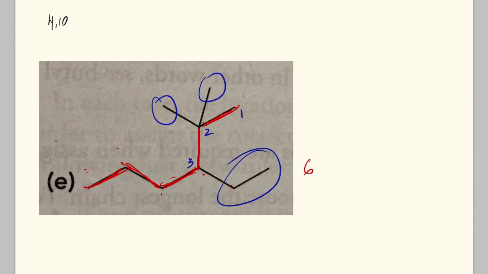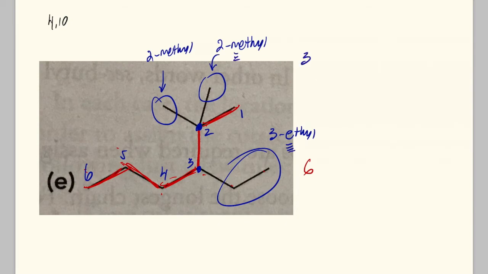Now when you count this, you want to count beginning from this end to place the substituents at a lower numbering. So we've got a 2-methyl. The 2 refers to the carbon number. And we've got an ethyl group at carbon 3. So when we alphabetize this, E comes before M. So we want to start this off by writing 3-ethyl.